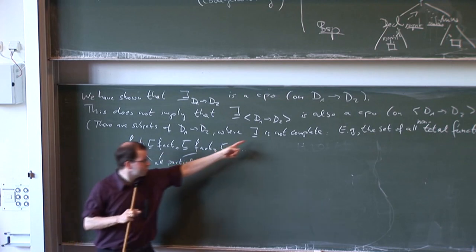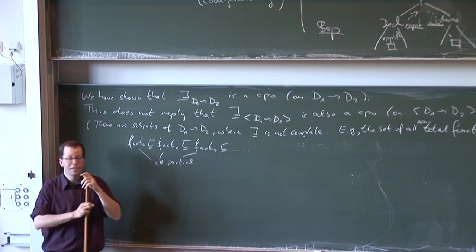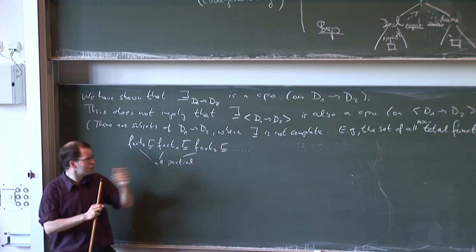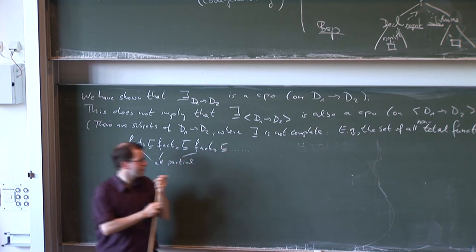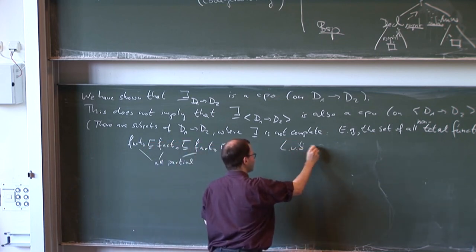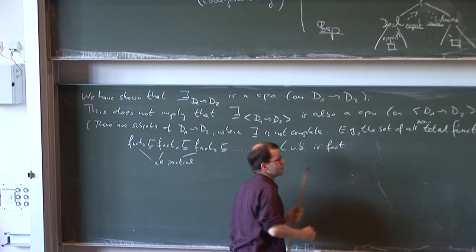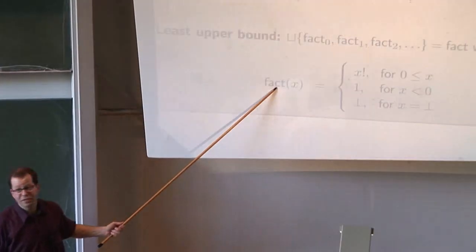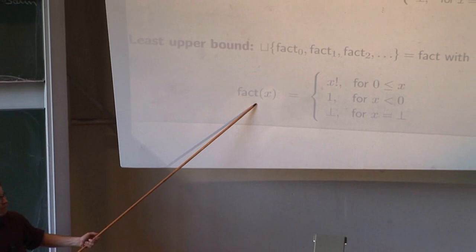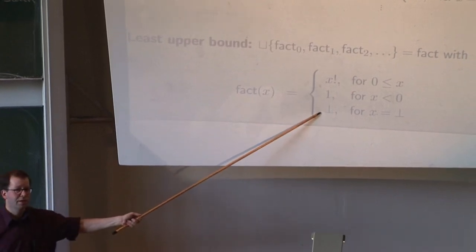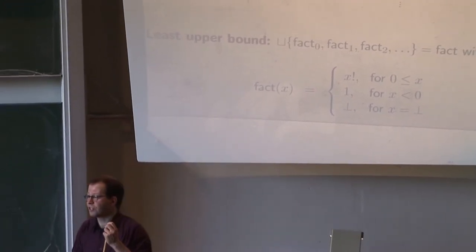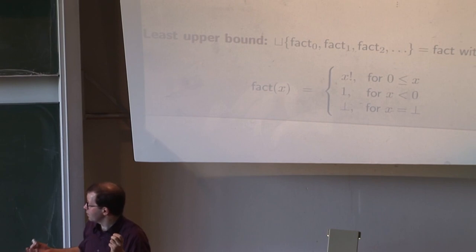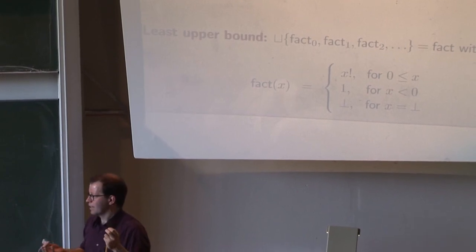Now, if this ordering would be complete on non-total functions, this chain would have to have a least upper bound, which is also in this subset. Now, we know how the least upper bound of this chain looks like. So the least upper bound is fact. So it's this function down here. But this function is total. This function is defined everywhere except for bottom. So it can happen that a chain of partial functions has a least upper bound which is not partial but total. And therefore, for the subset of partial functions, this less defined or equal relation is not complete.